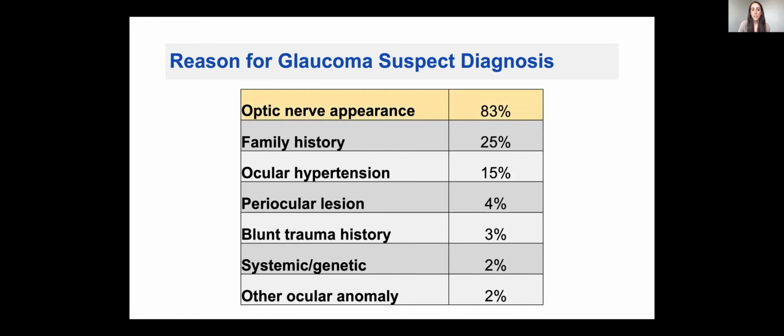Bilateral symmetric or asymmetric optic nerve cupping was the most common reason for diagnosis of glaucoma suspect in these children. This was followed by a family history in 1/4 and ocular hypertension in 15% of children. The other reasons were less common and included periocular lesions or systemic associations.